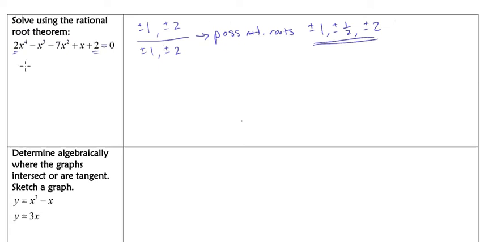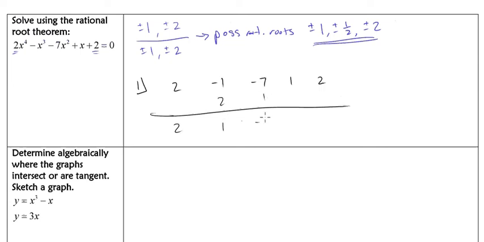And we're just going to go ahead and use synthetic division to see if they are in fact roots. So 2, negative 1, negative 7, 1, and 2. Let's give ourselves a little more space. And let's start with 1. So 2, 2, 1, 1, negative 6, negative 6, negative 5, and we can see now that's not going to work. Negative 5 and negative 3. So 1 is not a factor.